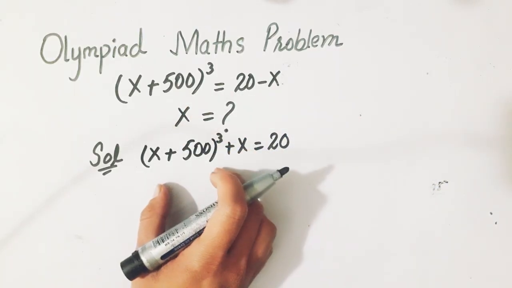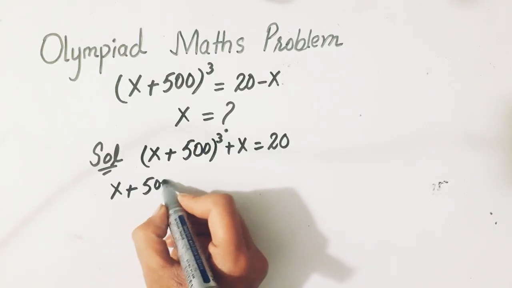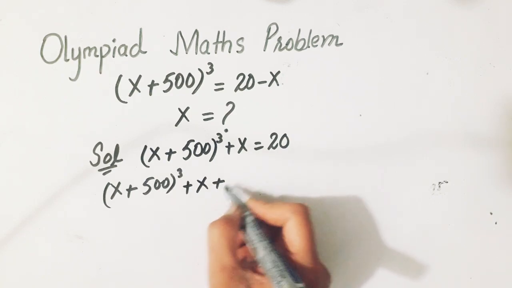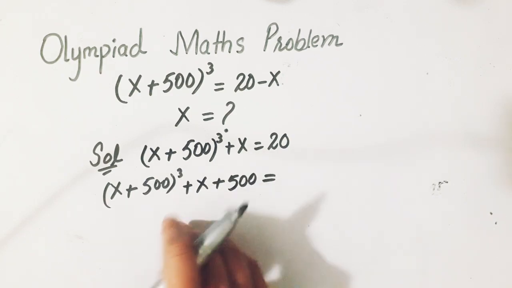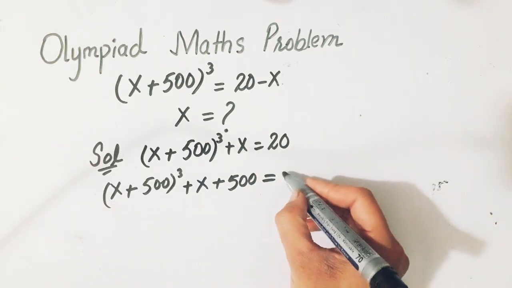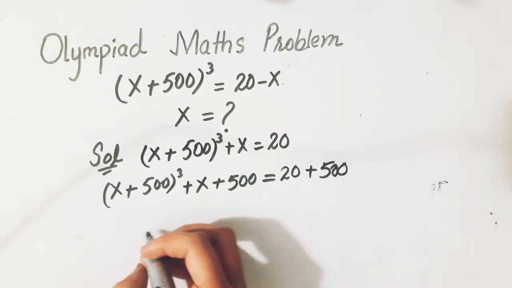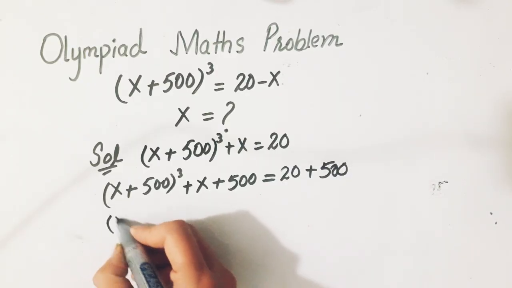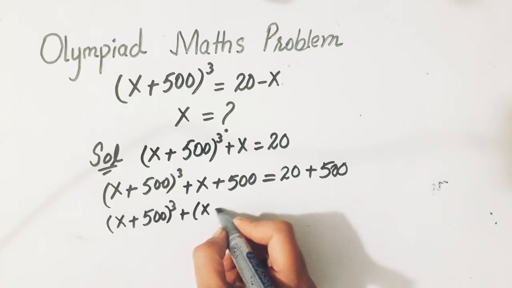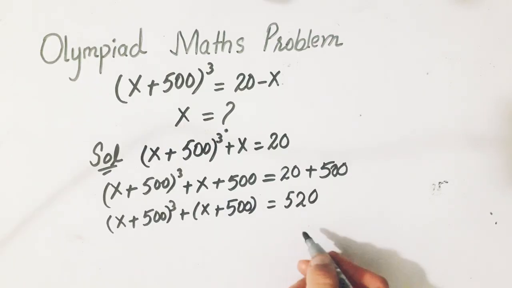Now we will make the inside bracket function x + 500 cubed. Outside we again make x + 500. If we add 500 to the left hand side of the equation, we will also add 500 to the right side of the equation. So this becomes (x + 500)^3 + (x + 500) = 520.